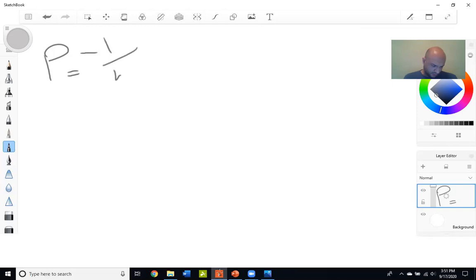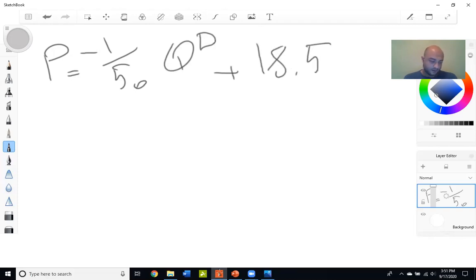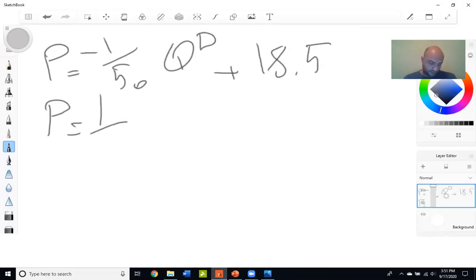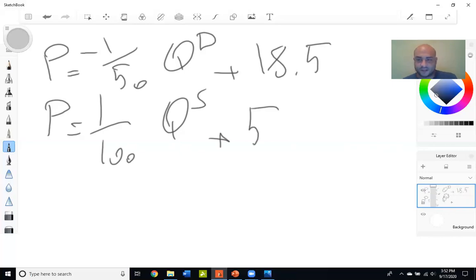P equals negative 1 over 50 multiplied by quantity of demand plus 18.5. This is our new demand curve, and our supply curve is P equals 1 over 100 times quantity of supply plus, what was the intercept, 5. Now, if we set these two equal, we can find our new equilibrium.